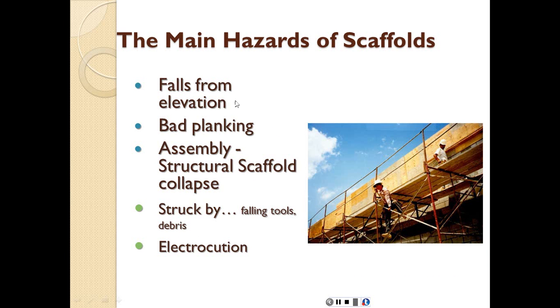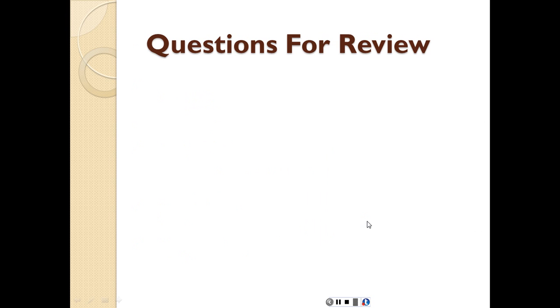Again, here are the main hazards of scaffolds: falls from elevation; bad planking if it's not properly supported with proper overlap; assembly or structural scaffold collapse if it's not properly braced, or it does not have the proper loading capacity, or it's not properly tied; being struck by falling tools or debris, especially for those standing around the scaffold; and electrocution if you're going to be working near power lines. So that basically is our discussion about scaffolds. We have identified 3 different types: the platform, the suspended, and the man lifts. And now we have a few questions for review.